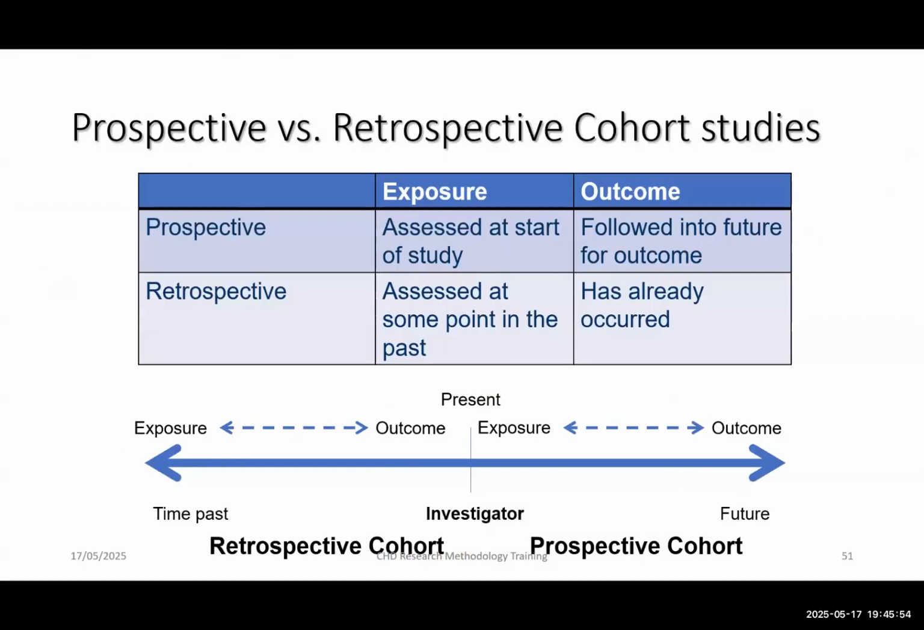Okay, so basically, when you look at the prospective cohorts, the exposure is assessed at the start of the study, and the outcome, you follow up in the future to determine. While in retrospective cohorts, the exposure is assessed at some point in the past, but the disease has already occurred. So you see the investigator in the middle, which is supposed to be the start of the study. When it goes before the outcome, it's retrospective. But if it starts from before and it continues to the future, it's a combination of both.